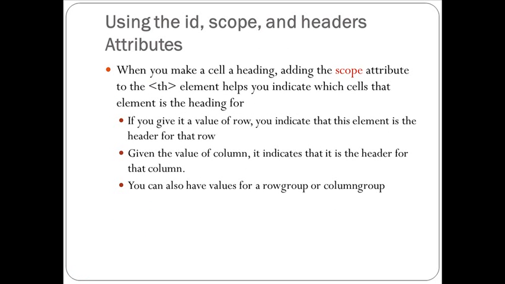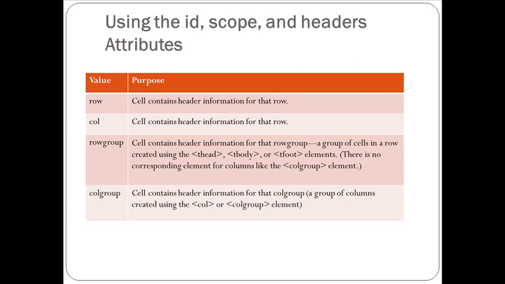When you make a cell a heading, adding the scope attribute to the TH element helps you indicate which cells that element is the heading for. If you give it the value of row, you indicate that this element is a header for that row. Given the value of column, it indicates that it is a header for that column. You can also have values for a row group or column group. So you can see here how those four values of the scope are intended to be used.